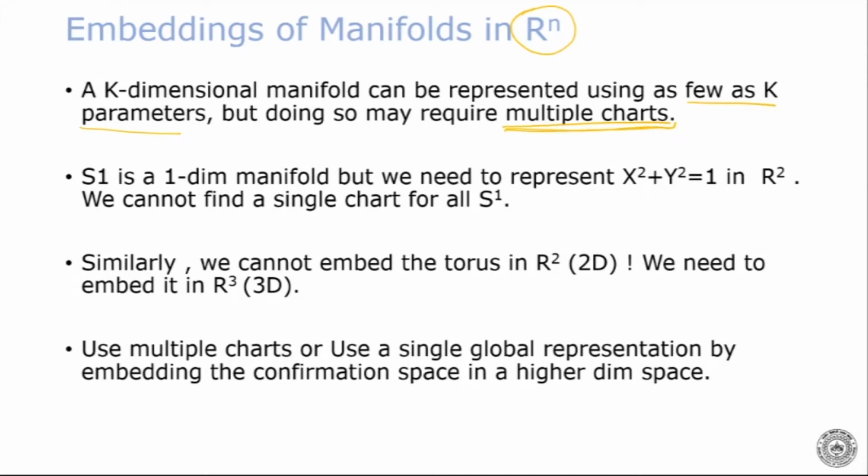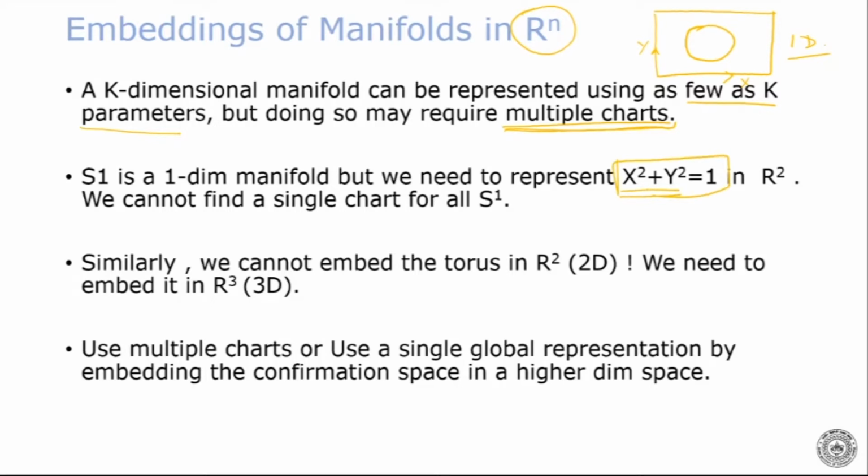What does this mean? Let's take an example. For example, S1 is a one-dimensional manifold. Now, as far as topology is considered, a circle is a one-dimensional manifold. Okay, it is only 1D. Okay. Now, but to represent a circle, you actually need two parameters, x and y. So I'm drawing it. There is the x-axis, there is the y-axis. So to represent this, I use two parameters actually. Okay, you can see that this is the equation of a circle.